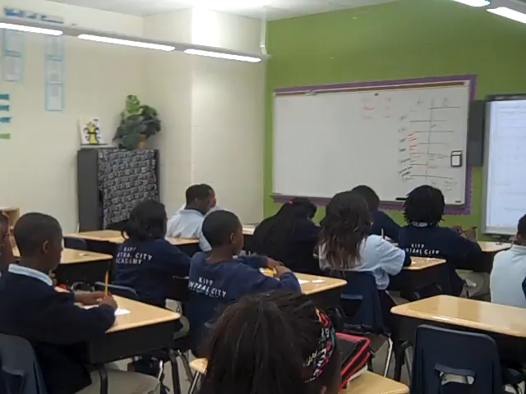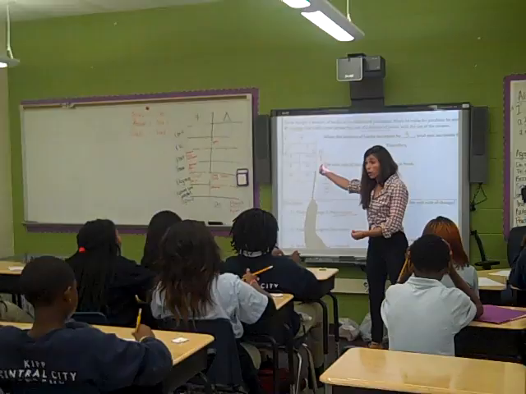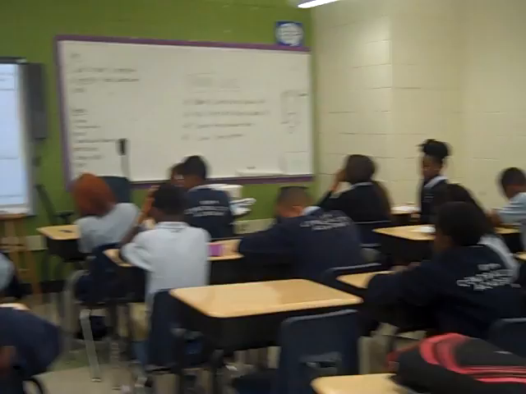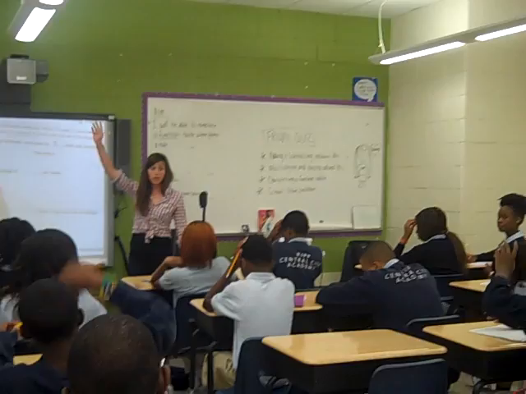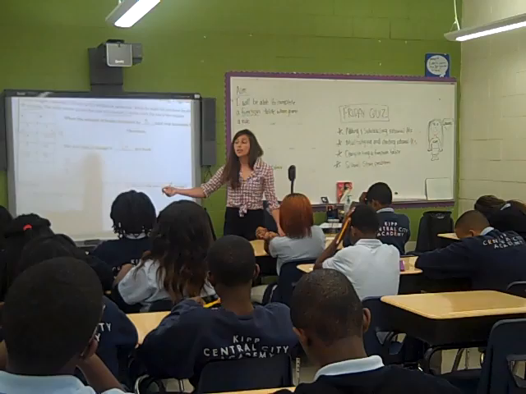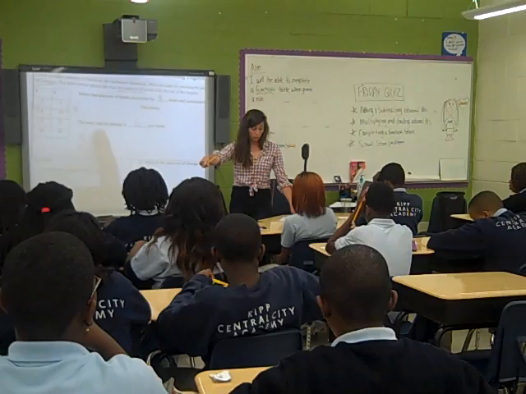When we bought 3 books, how much more did we pay? 18. This is so important to understand for the next part. If 3 books cost 18, one book must cost how much, Shakira? Good. So that is called the unit rate of change. Say unit rate of change. Unit rate of change. It's $6 per book.